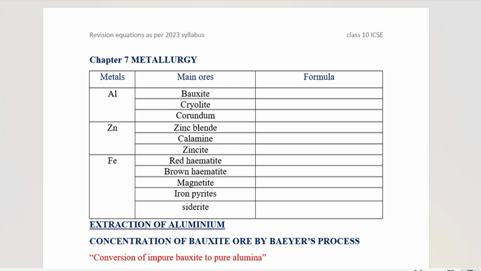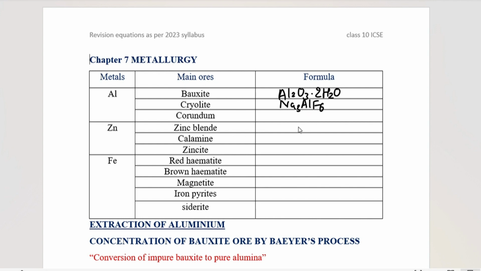Important equations in metallurgy, chapter 7, revision equations as per 2023 syllabus, class 10 ICSE. So you can see the metals here: aluminium, zinc, Fe. Main ores: bauxite. What is the formula of bauxite? Al2O3.2H2O, aluminium oxide dihydrate.